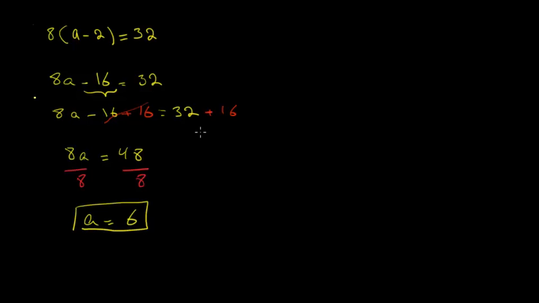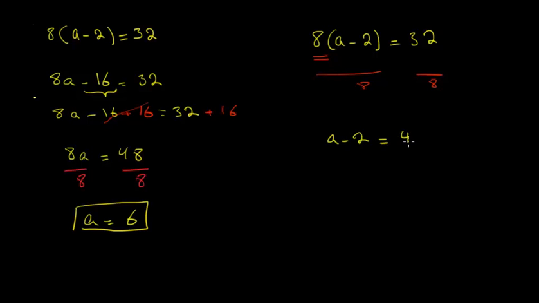Let's do the second way. So we have 8 times a minus 2 equals 32. The last operation done to this expression is 8 times the parentheses, right? So we can divide by 8. We can divide both sides by 8. Then you have a minus 2 equals 4.